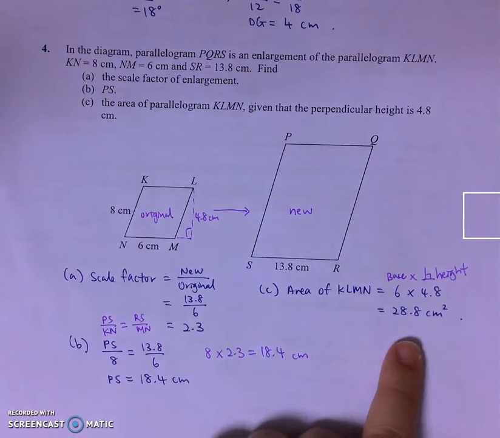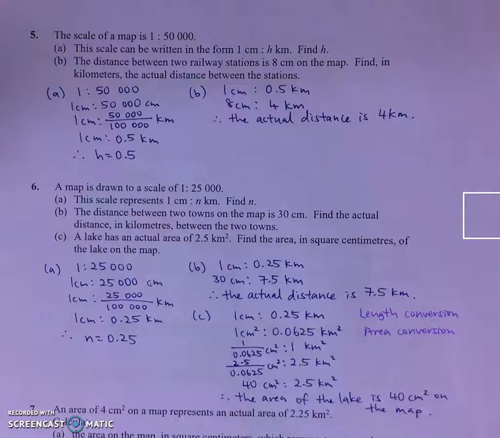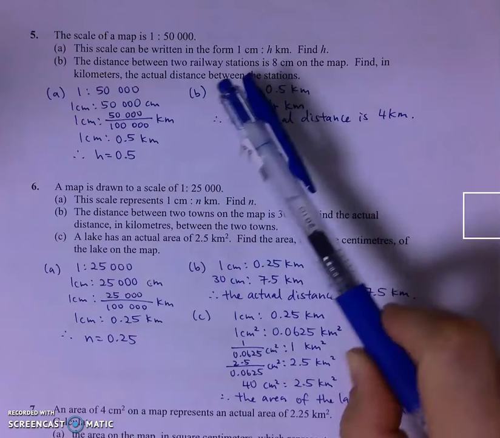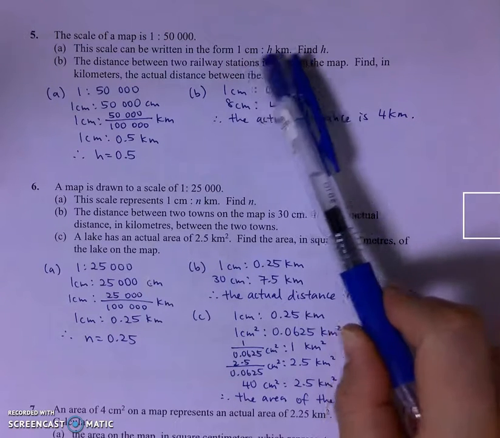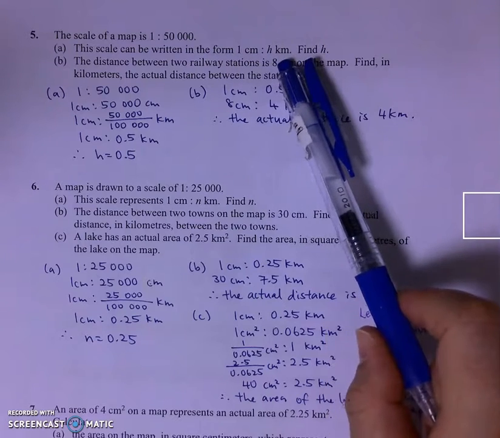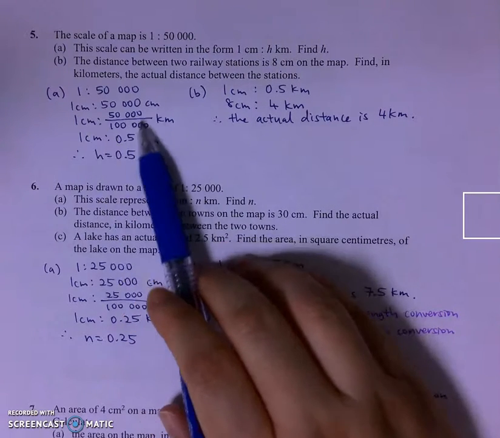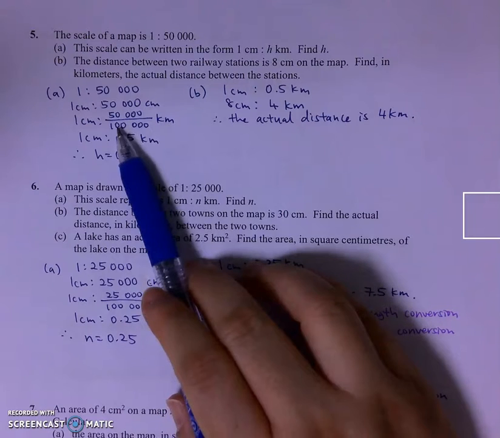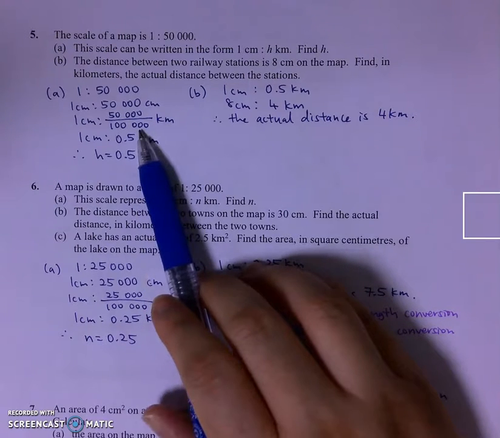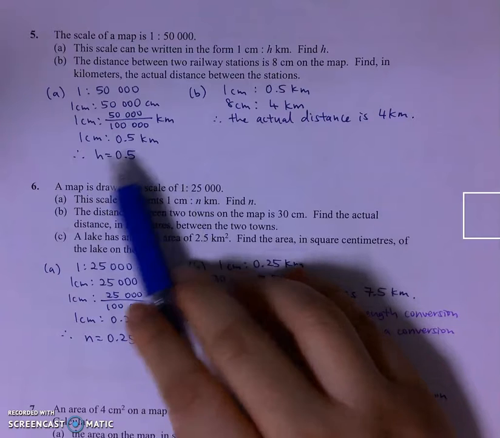So that will give me the area of the parallelogram. Question 5. Given the scale of a map is 1:50,000, they want us to write the scale in this form, where they want the units to be 1 cm is to h kilometers. So I have to change cm to kilometers by dividing by 100,000. So 1 cm is 0.5 kilometers here. So my h is 0.5.